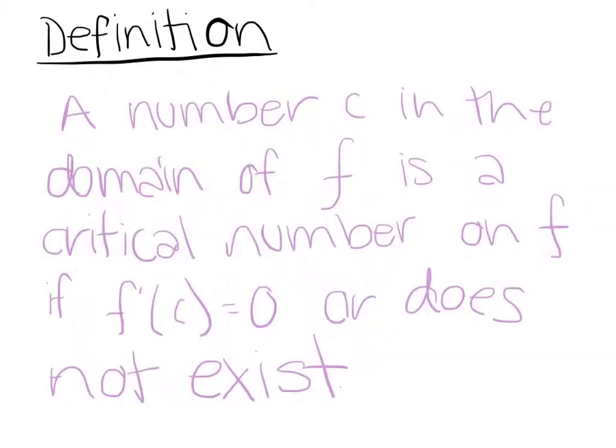Numbers at which the derivative is either 0 or does not exist play a crucial role in the search for extrema of a function. We give these numbers and associated points on the graph of the function special names. We call them critical points. A number c in the domain of f is a critical number of f if f prime of c equals 0 or does not exist.